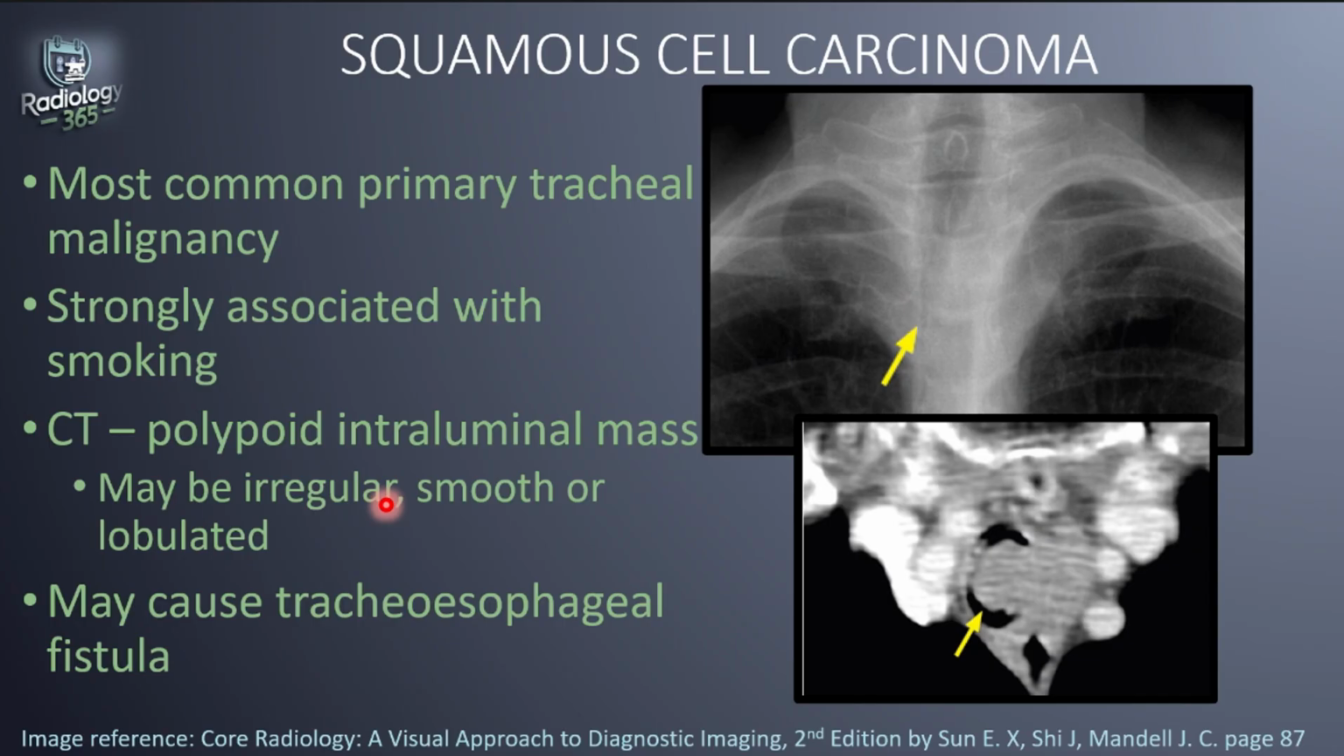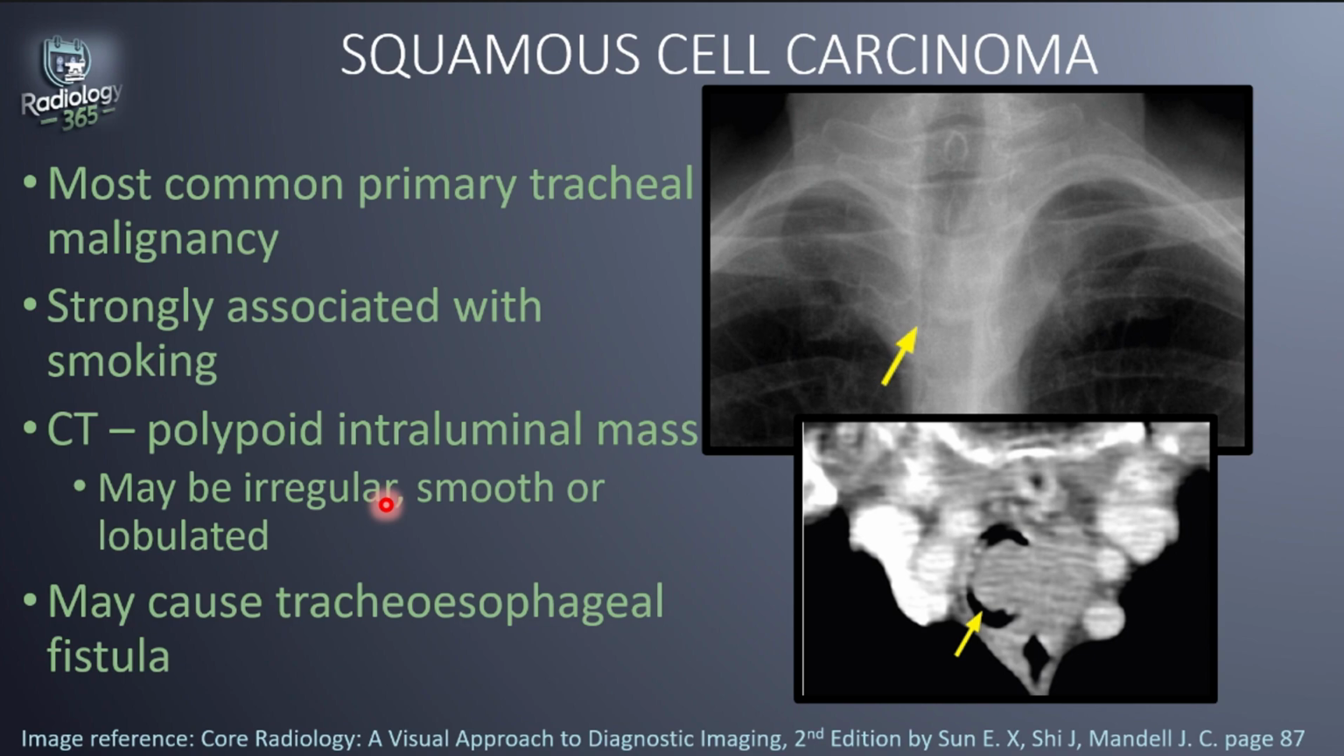It's the most common primary tracheal malignancy, and it's strongly associated with cigarette smoking. The typical CT appearance of tracheal squamous cell carcinoma is a polypoid intraluminal mass. The contours of the mass can be irregular, it may be smooth, it may even be lobulated. The tumor can occasionally invade into the esophagus, and this would lead to a tracheoesophageal fistula.